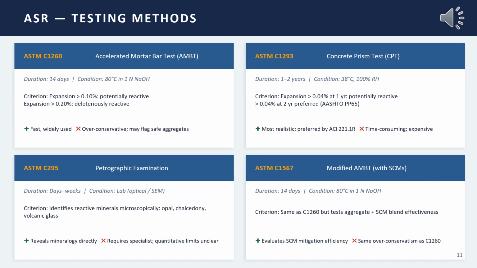The fourth is ASTM C1567, the modified mortar bar test. This is the same protocol as C1260, but with supplementary cementitious material blended in. It's used to evaluate whether a proposed mitigation strategy, for example silica fume or fly ash, is effective for a specific aggregate or not. It's very useful for mix design verification.